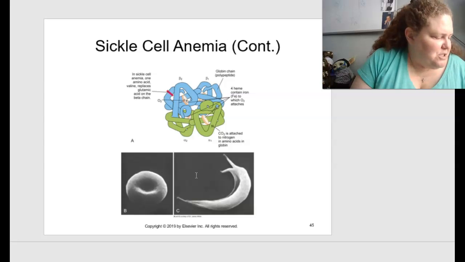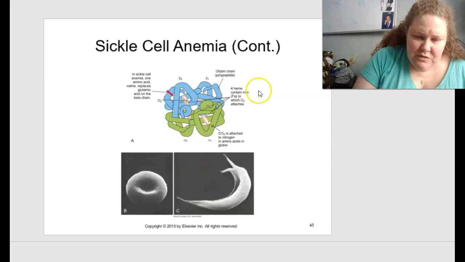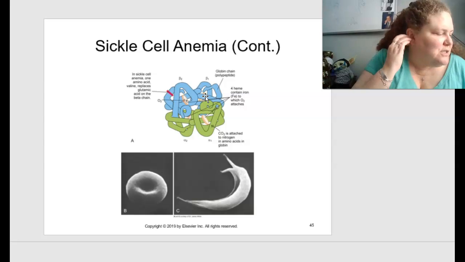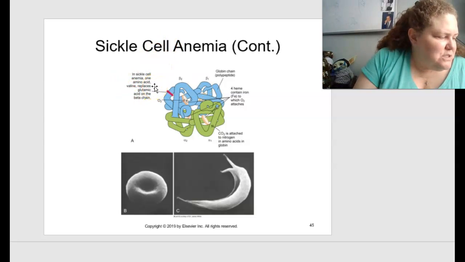So looking at this picture, this is figure 10.16 in your book on page 201. This is going to be the structure of hemoglobin. It is a multi-subunit protein, so this actually has a quaternary structure, to link in protein structure and function. So in sickle cell anemia, one amino acid, which is valine, replaces the glutamic acid on the beta chain.